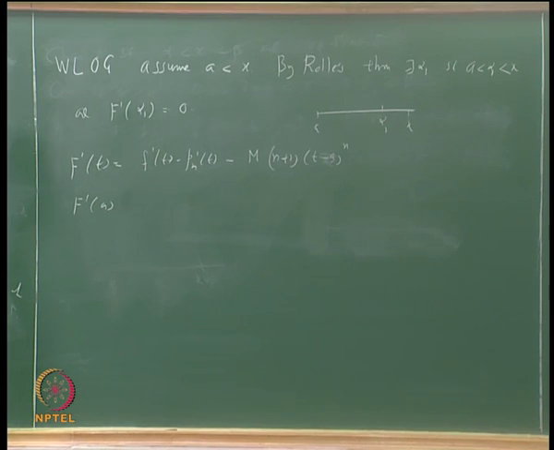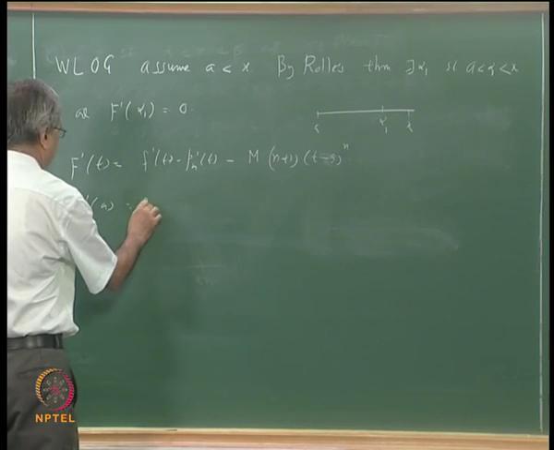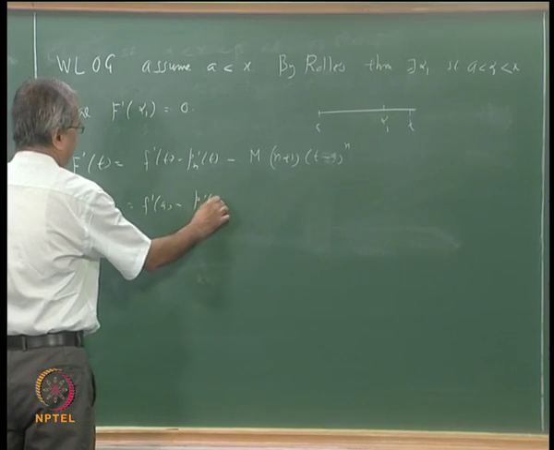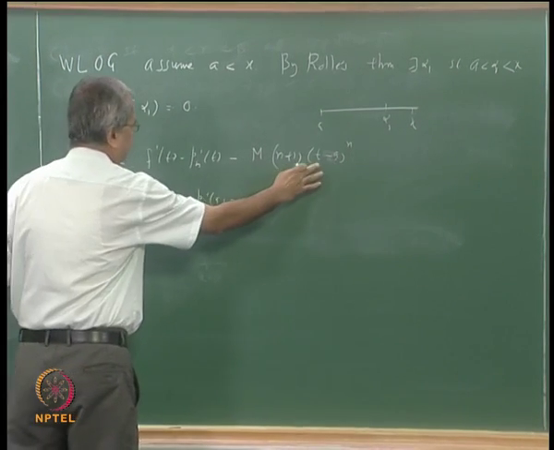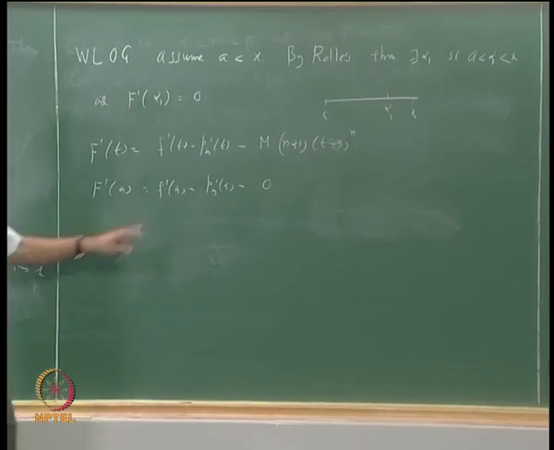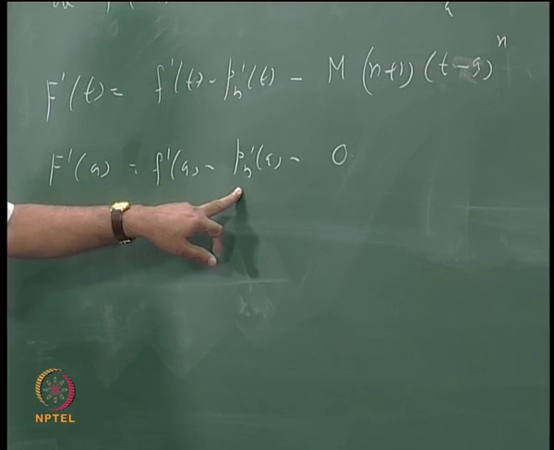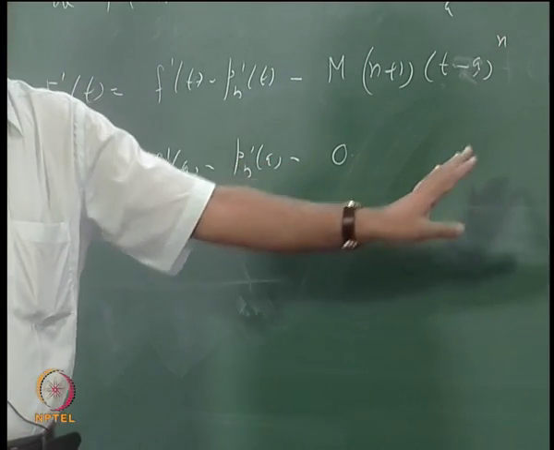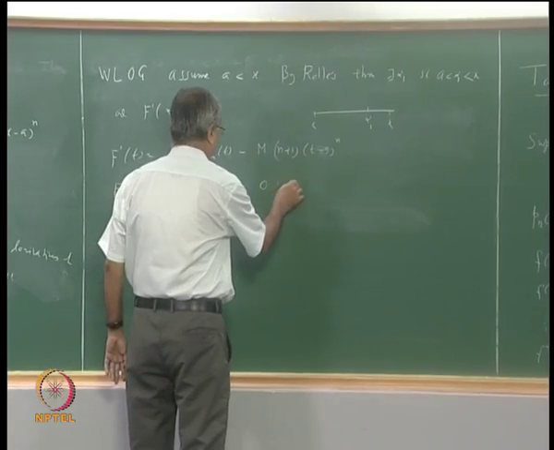Okay. Big F prime at a is the same as f prime at a minus Pn prime at a, and this is 0, right? But what is f prime at a minus Pn prime at a? That is how we chose the polynomials to start with. So this is 0.